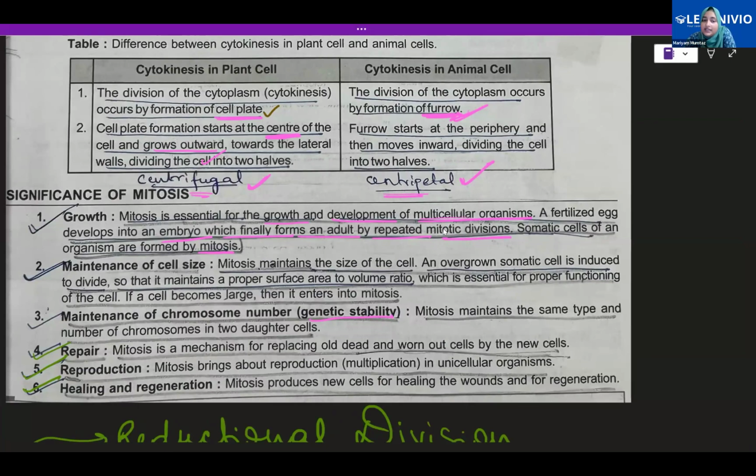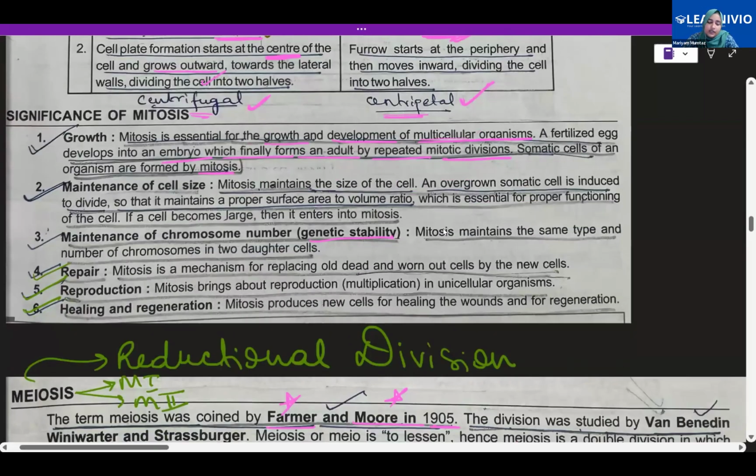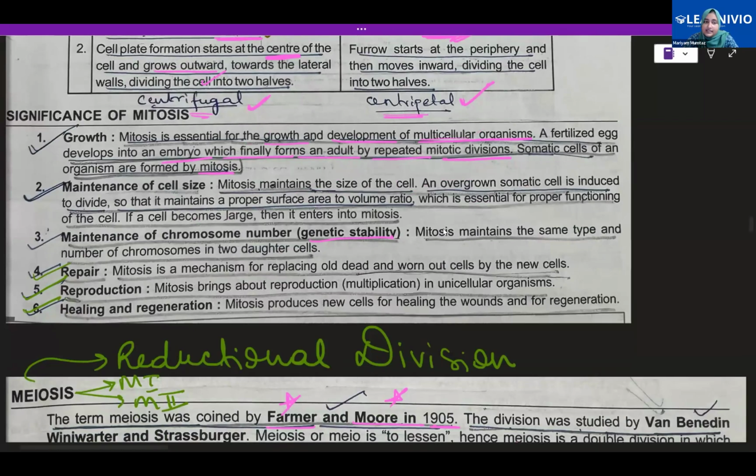Then maintenance of chromosome number, genetic stability. Because here there is no reduction, nothing is happening to the number of chromosomes. So it maintains the genetic stability. Repair: the worn out cells, the destroyed cells, the injured cells, they're going to be replaced by mitosis.